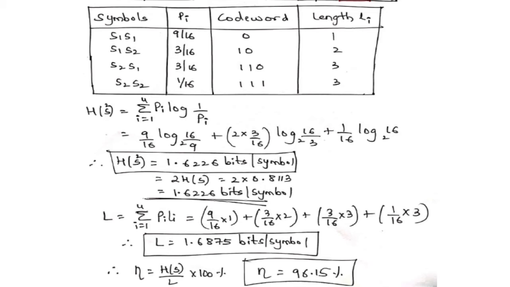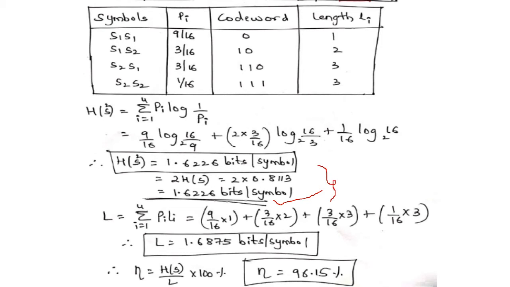So now in order to compute efficiency, we need to compute the entropy and average code word length. Since this is a second order extension source, the entropy for the second order extended source can be written as 2 times H of S, where H of S is the first order entropy which we computed in the previous slide. The first order entropy is 0.8113 multiplied by 2. Therefore the second order entropy is 1.6226.